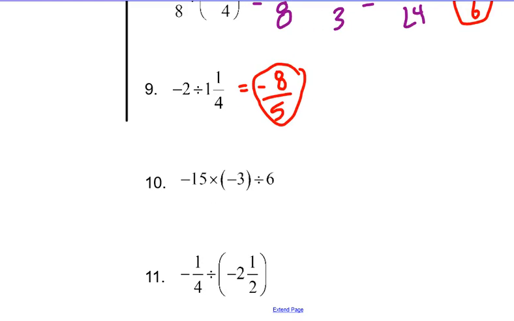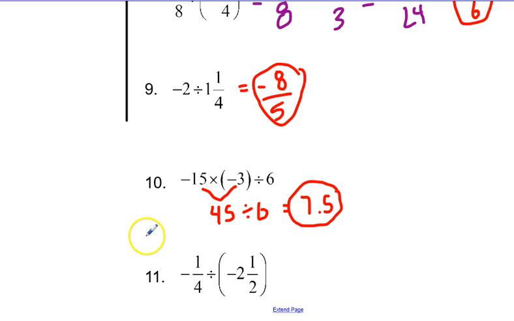Number 10, we have -15 times -3 divided by 6. -15 times -3, negative times a negative is a positive, 15 times 3 is 45, divided by 6. 45 divided by 6 is going to be 7.5. If we don't know our division facts off the top of our head, we can feel free to use our calculators as well.